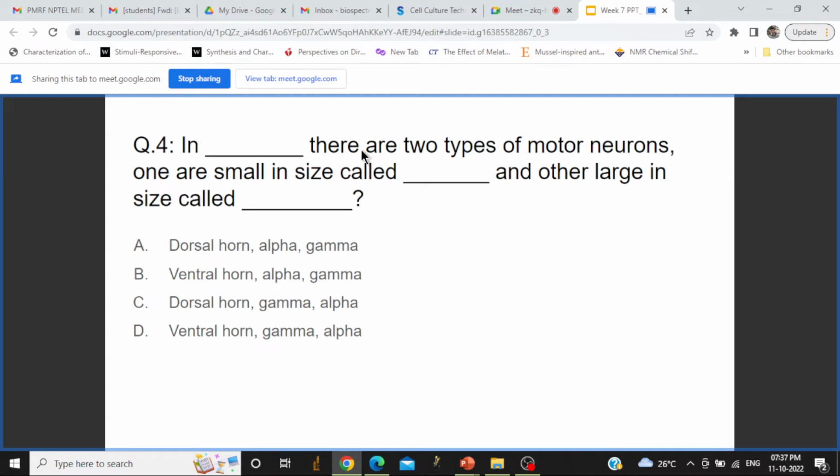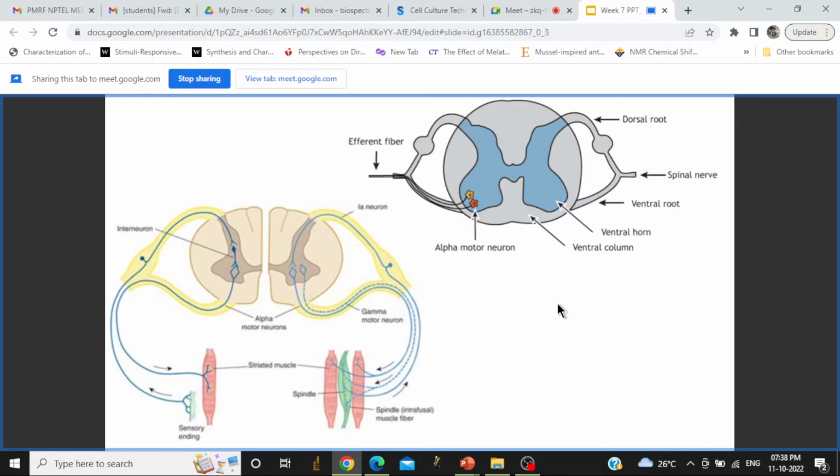So in the ventral horn there are two types of motor neurons. One is small in size, which is called the gamma neuron, and the other is large in size, which is called the alpha neuron. So here in this picture I will explain this. Here is the dorsal horn or dorsal root, and here is the ventral horn. From these ventral horns, the alpha and gamma neurons come from these motor neurons, and they go to the effector organ.